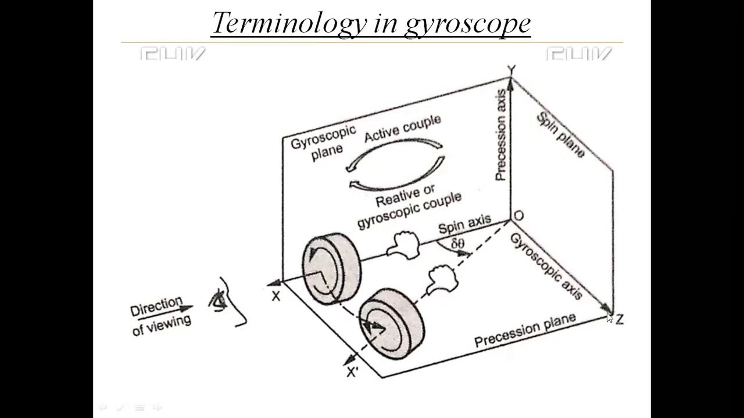Okay, YOZ. In this plane you can see the actual rotation of the rotor. So that plane is called the spin plane, and in the spin plane you can see the spin axis as a point, not as a line. This OX axis, from this direction you can see as a point on the spin plane.